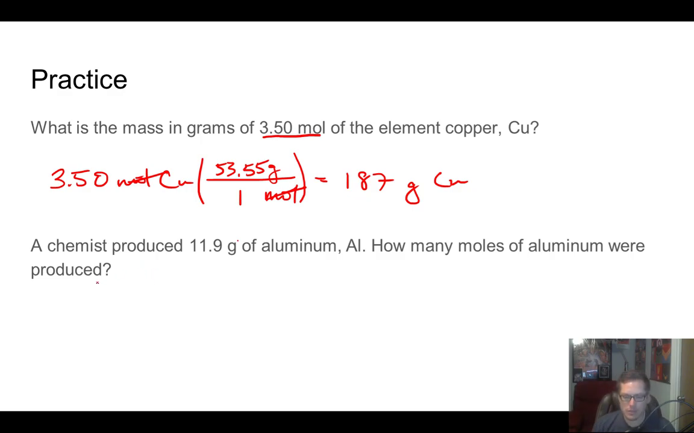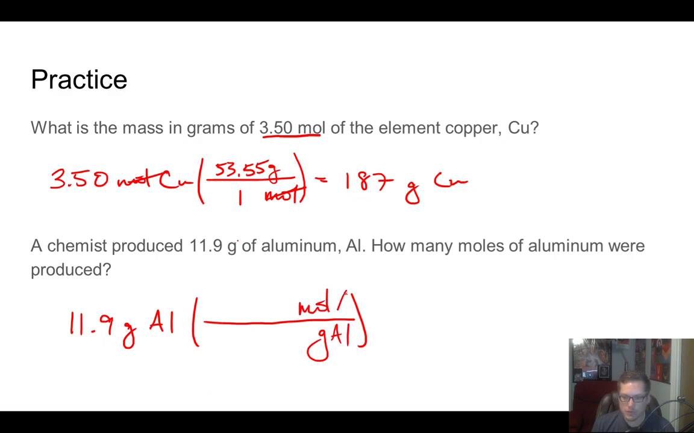All right. So we're going to write down what we started with, 11.9 grams of aluminum. All right, how many moles of aluminum were produced? So we got to convert it to moles. All right, so grams of aluminum, that's what we're starting with. So we'll put grams of aluminum in the bottom, and we got to get to moles of aluminum. So we'll put that on top. Okay, notice grams of aluminum cancel with grams of aluminum. All right, remember 1 always goes with moles.